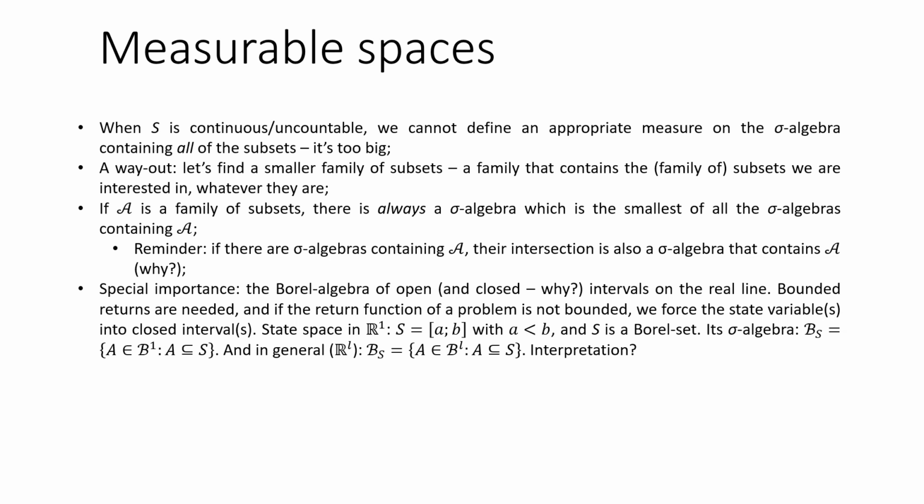This is just a kind reminder. So the intersection of the sigma algebras that contain the family of subsets we are interested in is always a sigma algebra. So this is a way out. This is good because we can always find the smallest sigma algebra that contains the family of subsets we are interested in.